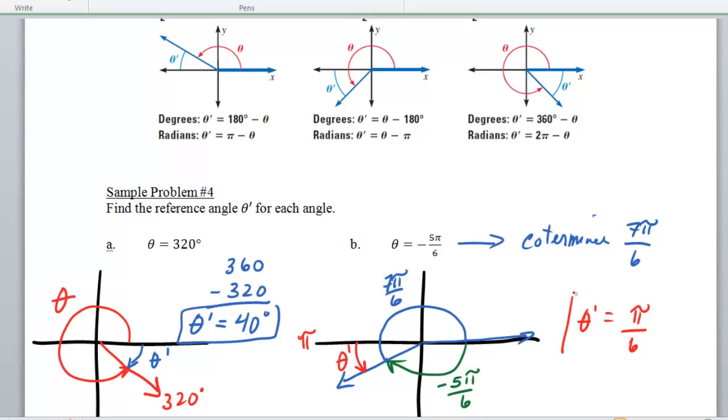So there's a couple examples of how to find reference angles. Now this will be an extremely important skill as we move into other types of problems in later lessons. So make sure you have a good understanding of reference angles.